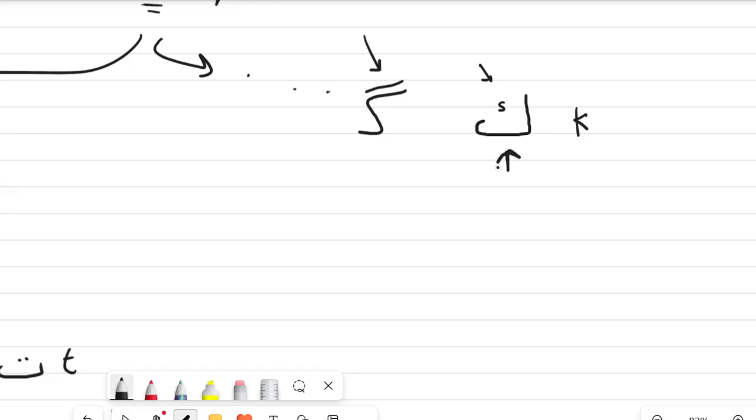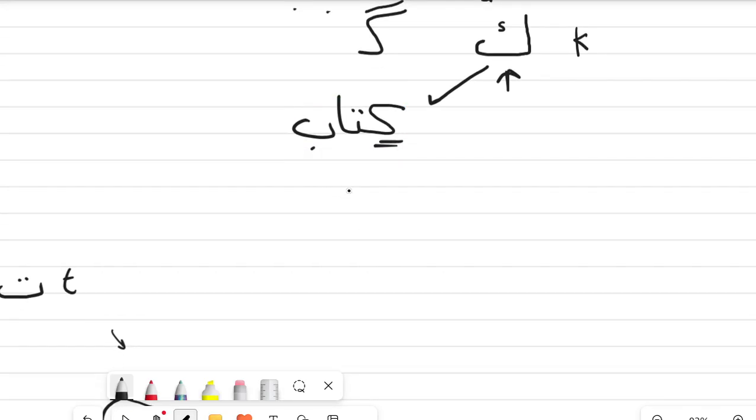So this k is like this when it's alone, but let's write the word kitab, kitab. As you can see, the k changed into this shape. So this is the k when it's being attached to a letter after it. But if I want to use this one, I will just say the word, for example, gal, which means he said. What happened? Now I put a line on the top of it like this. Now this is kitab, but this is gal.